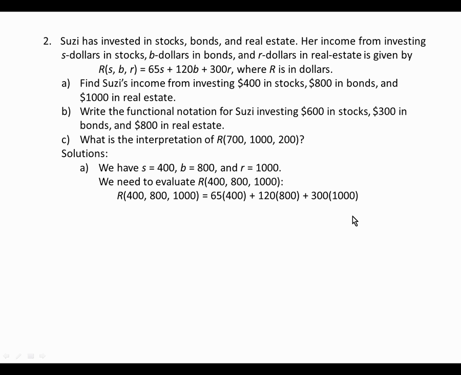Okay, and then you just do your number crunching. I would suggest using a calculator to avoid any careless errors. Though, of course, if you press the wrong key, you've got an error anyway. So when you do all the crunching, you're going to get 26,000 plus 96,000 plus 300,000, which works out to be 422,000. So what's your income? $422,000.